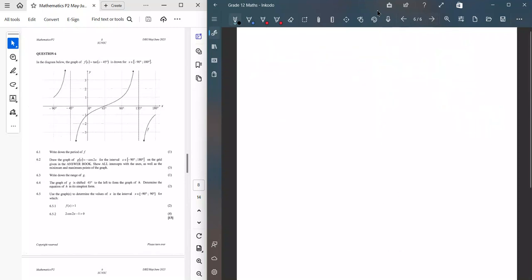Now, let's head to question 6.5. Question 6.5 says, using the graphs, determine the values of x in the interval. Hold on. In the interval negative 90, guys. It's important to note this. X is negative 90 included to positive 90 included. 6.5.1. Where is this? F of x. F of x is greater than positive 1. Where is it? Here it is.